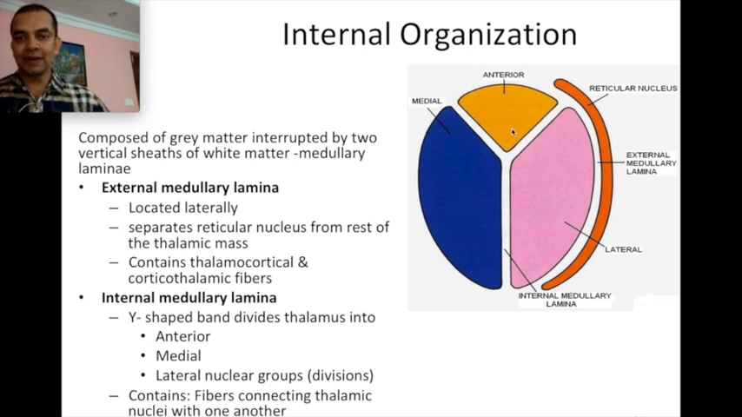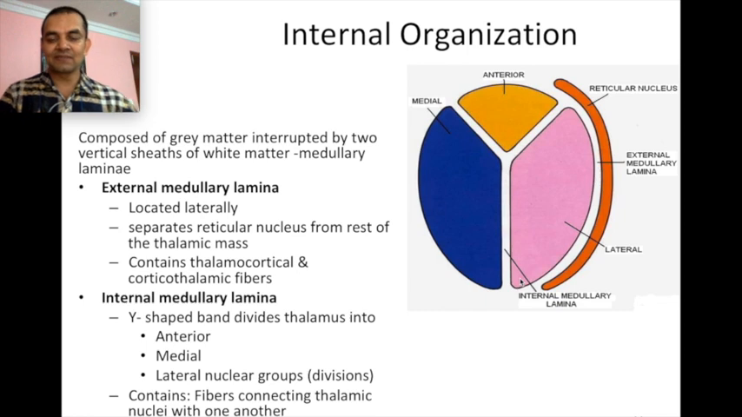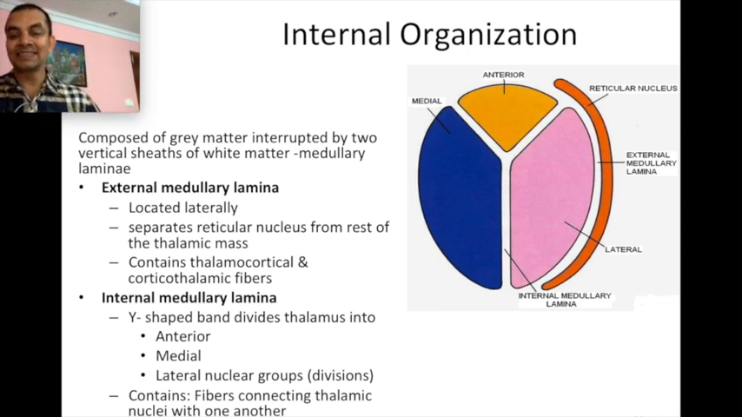The Y-shaped white band which we see here is called the internal medullary lamina, and it divides the main thalamic body into various nuclei. Here we have the anterior nucleus, the medial nucleus, and the lateral nucleus. Now this Y-shaped internal medullary lamina contains fibers which connect various thalamic nuclei with each other. So it's quite interesting to note here that the internal medullary lamina connects various nuclei of the thalamus with each other, and the external medullary lamina connects thalamus with cortex and cortex with thalamus.